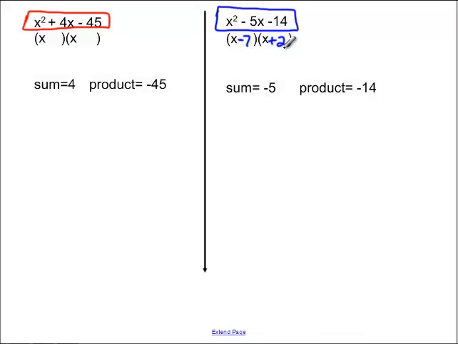So there's our factorization. However, if it doesn't jump out at you, and sometimes it doesn't, sometimes it takes a lot of practice to find out what those two magic numbers are, well, you have to go through number 1, what's the product, and number 2, what's the sum.